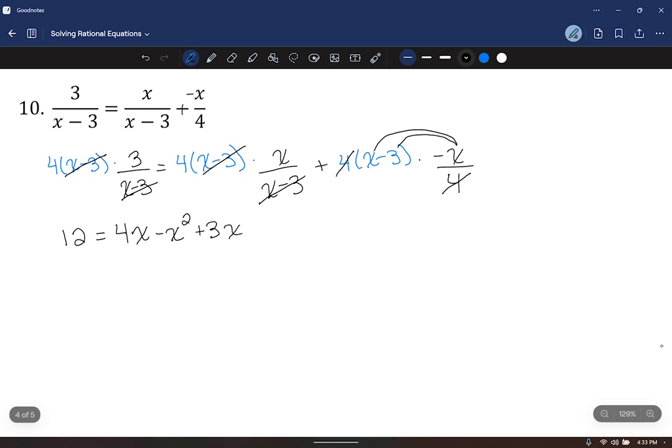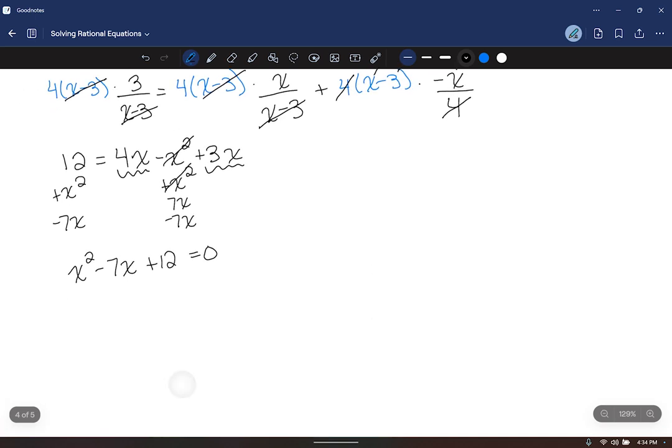Now, I see again that I have some x's, I have an x squared, and I have a constant, so I'm going to assume that I will be factoring, and I don't want my x squared to be negative, so I'm going to go ahead and add x squared to the left side. And then I have a 4x and a 3x, that makes 7x on this side, so I'm going to go ahead and subtract that 7x to move it to the left. So I have x squared minus 7x plus 12 equals 0. And I'm going to factor that.